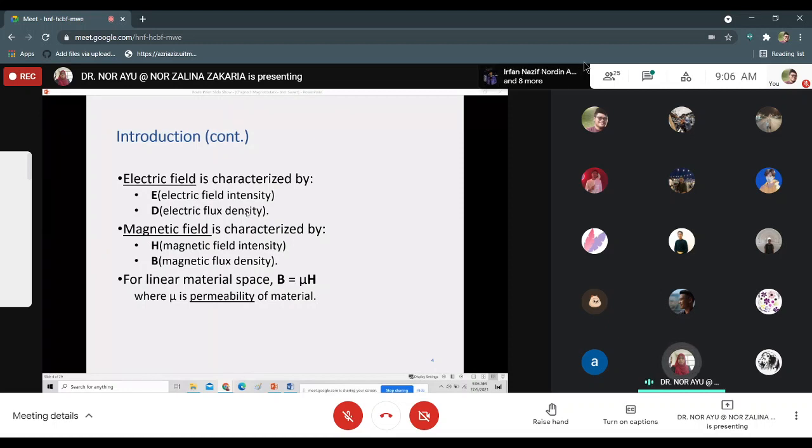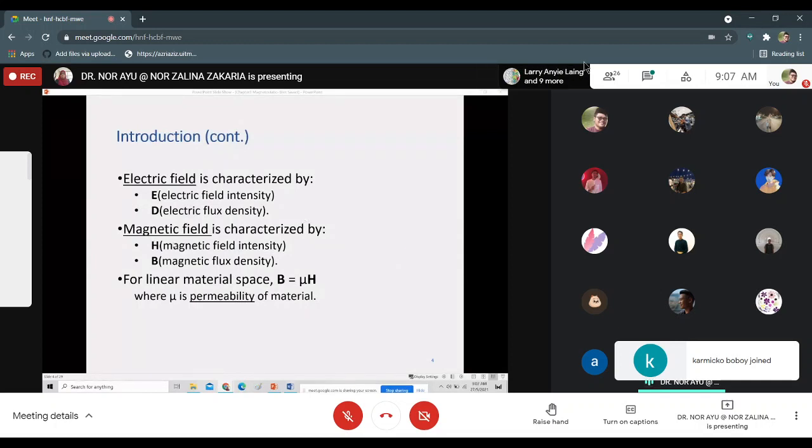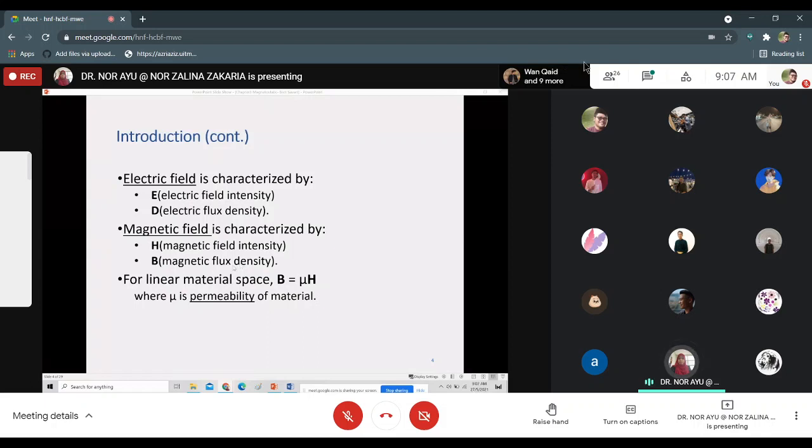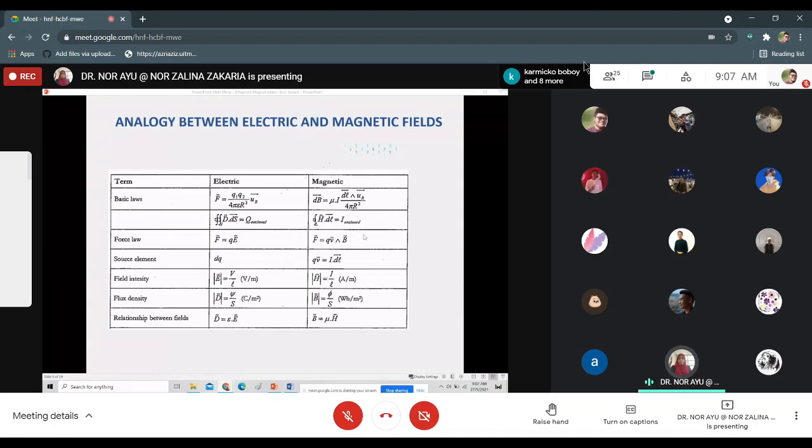Again, the electric field is characterized by E, the field intensity, and D for flux density. But for magnetic field, we characterize it by H for the intensity and B for the flux density. The equation for flux density is B equals mu H, where mu is the permeability of a material.